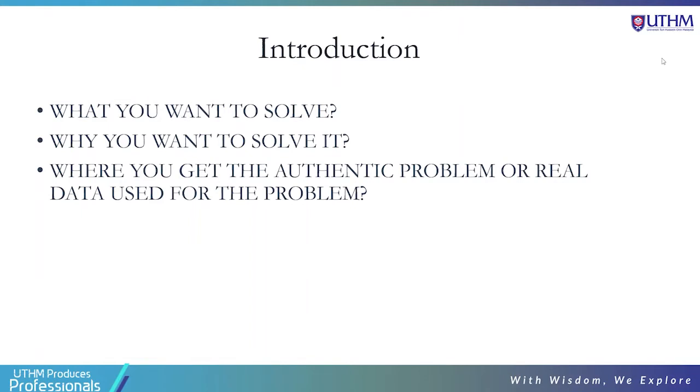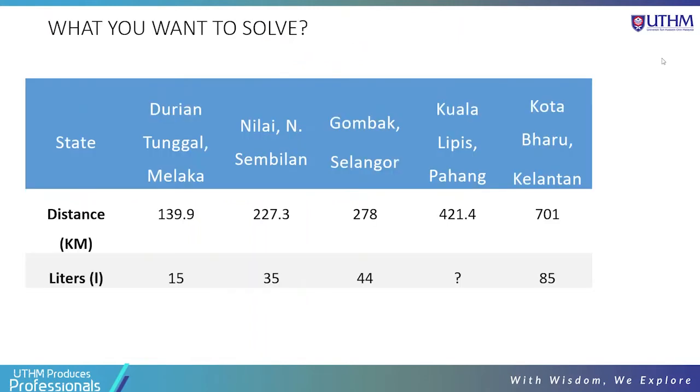Okay, on to the first one, what you want to solve. This is the table, and based on this table we can see where Farhan usually stopped during his usual trip to Kelantan. The information in the table states the distance between each stop and fuel usage for his vehicle. Usually Farhan had to stop 3 times, but this time Farhan decided to stop just one time for this journey, which is at Pahang.